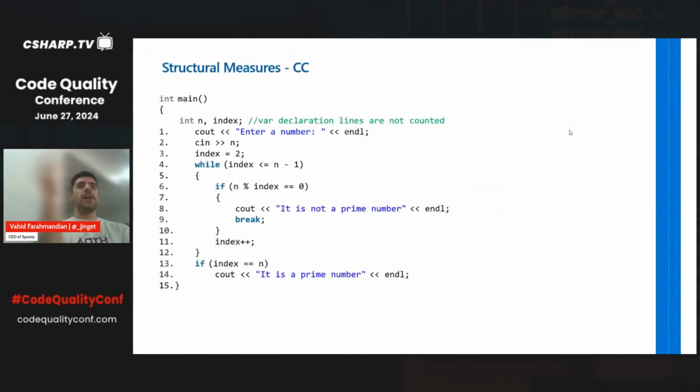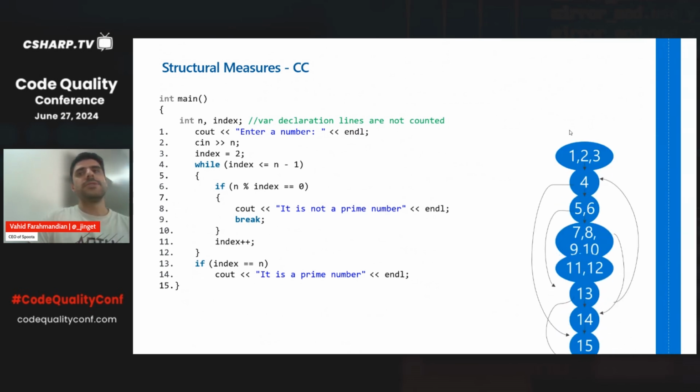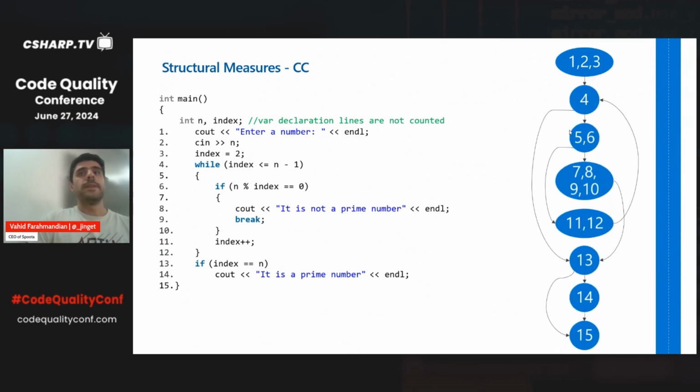Oh, we have another code here. Oh my God, there is a lot on the screen. I'm not going to read the code at all. Let's calculate the cyclomatic complexity here. We're going to find out another method for calculating cyclomatic complexity. We can put line numbers in our code, starting from 1 to 15, for example. Of course, the variable declaration lines are not counted. Let's see how this one works.